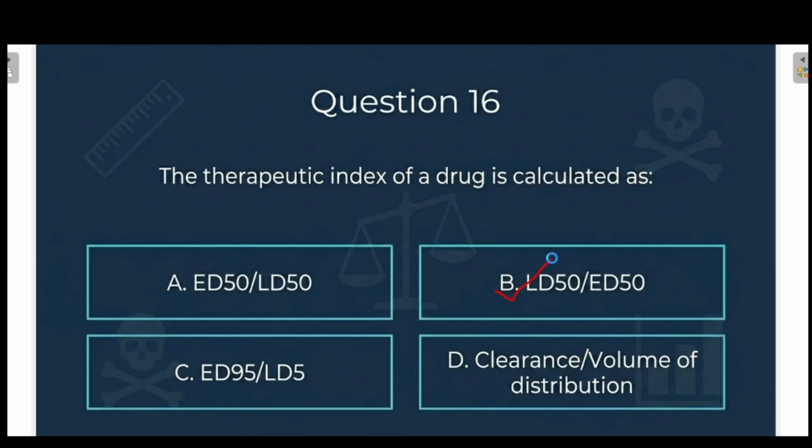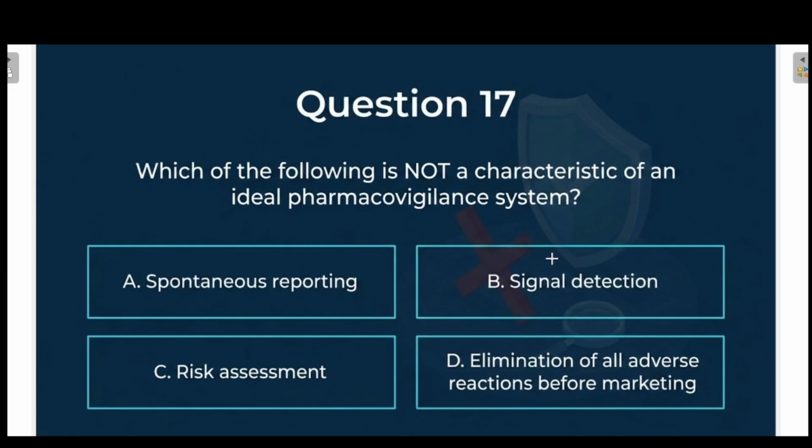Let's move to question number 17. Which of the following is not a characteristic of an ideal pharmacovigilance system? Options are option A spontaneous reporting, option B signal detection, option C risk assessment, option D elimination of all adverse reactions before marketing. So the correct option is option D, elimination of all adverse reactions before marketing.